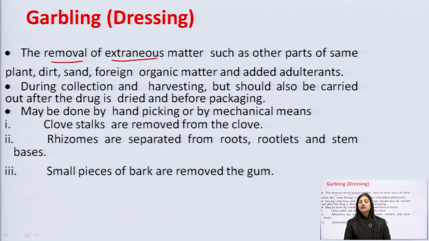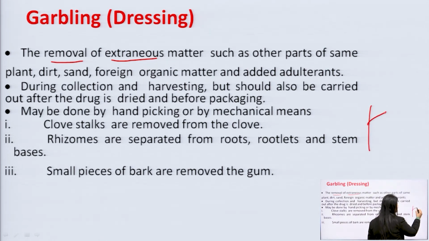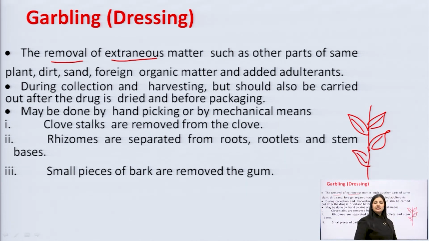For example, if I am focusing on the leaf of the plant, so while plucking the leaf, it is but obvious that I am going to have the part of the stem in my collected plant. I have the leaves here. See, this is my leaves collection. It is quite obvious there are some pieces of the stem which I don't require. So, this I need to remove.